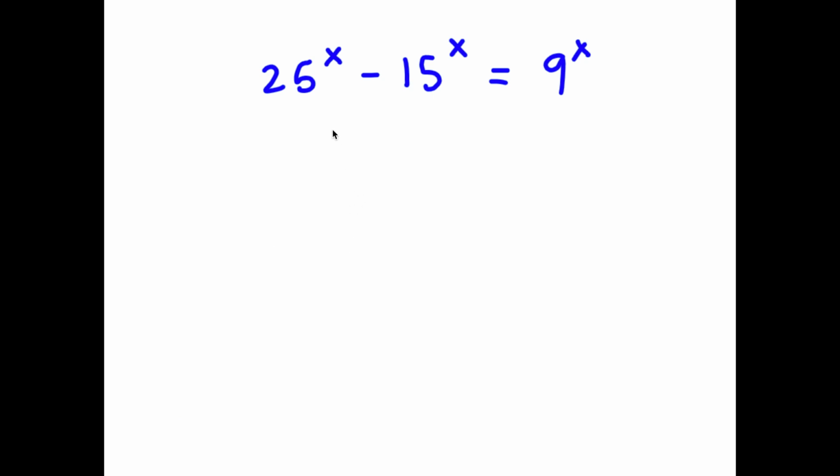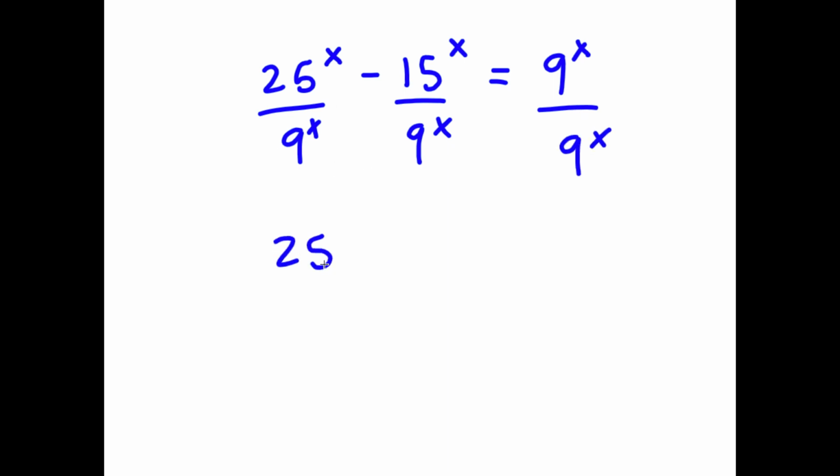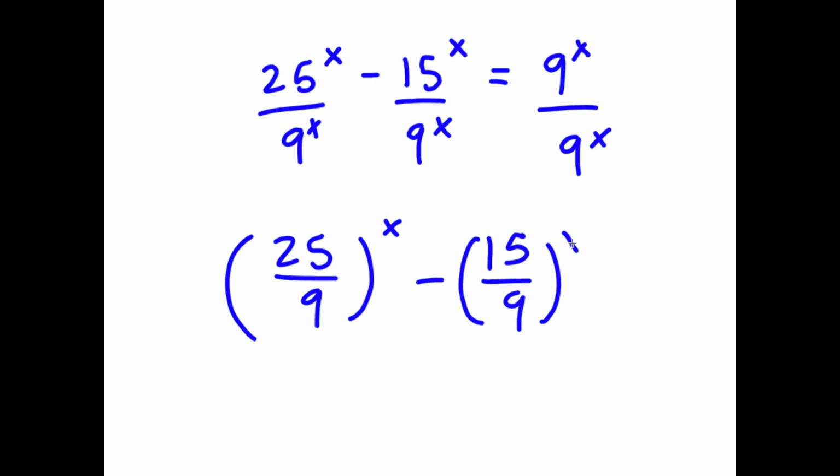Alright, so in this problem, I have 25 to the power of x minus 15 to the power of x is equal to 9 to the power of x. So I'm going to first start by dividing all my terms here by 9 to the power of x. So now I have 25 over 9 to the power of x minus 15 over 9 to the power of x is equal to 1. 9 to the power of x over 9 to the power of x is equal to 1.